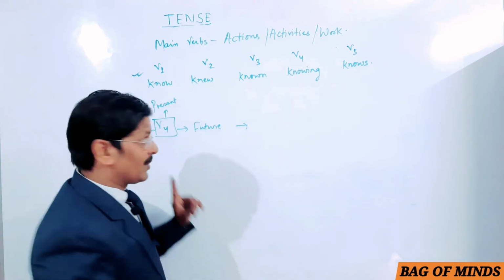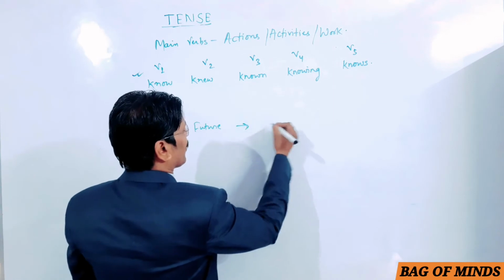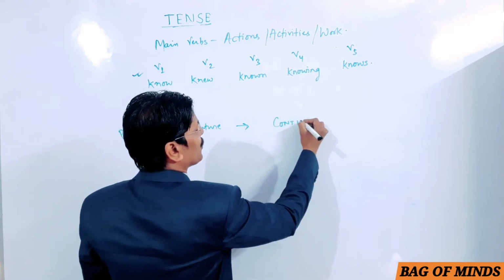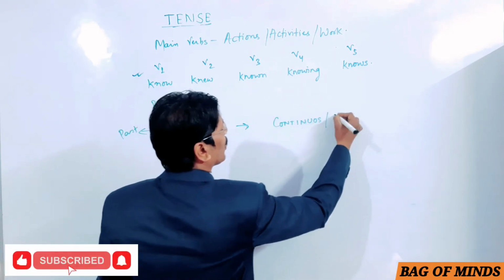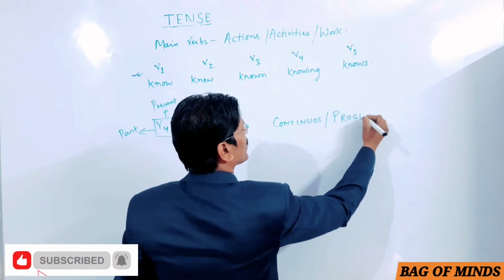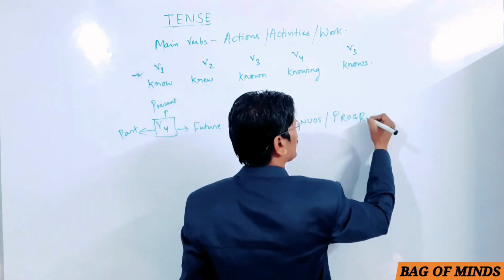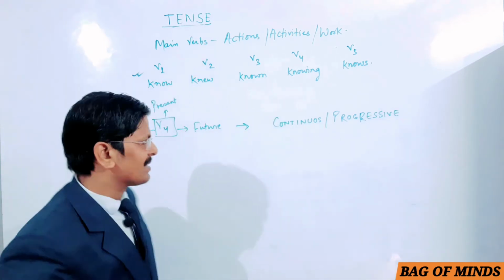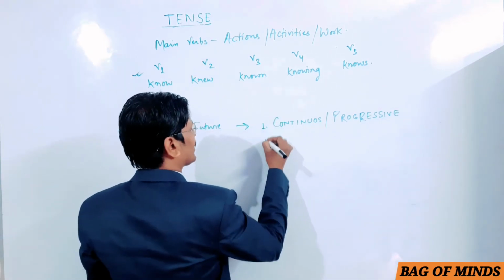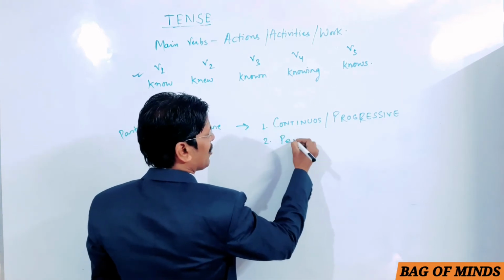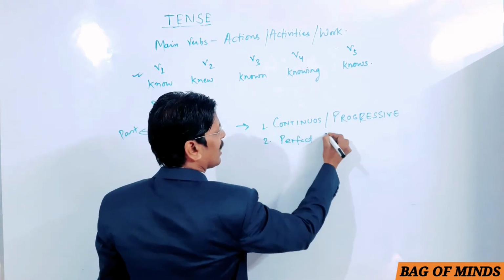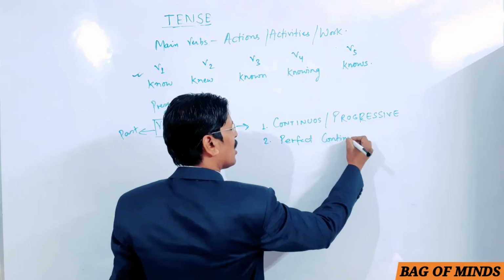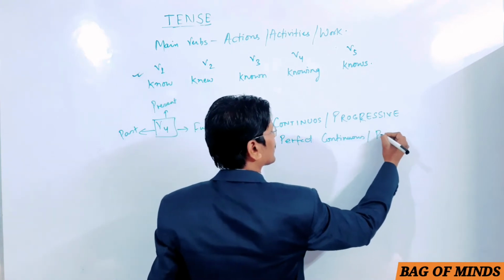The category which we will have under V4, first one, continuous, or these days most of the grammar books have come up with this fancy name, which is progressive or continuous tense. Second category for which it can be used is perfect continuous, or progressive form.